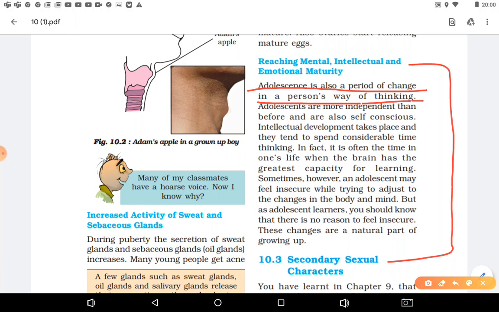ठीक है ना, the kids, you guys, you will feel more independent than before, and you will also be self conscious.